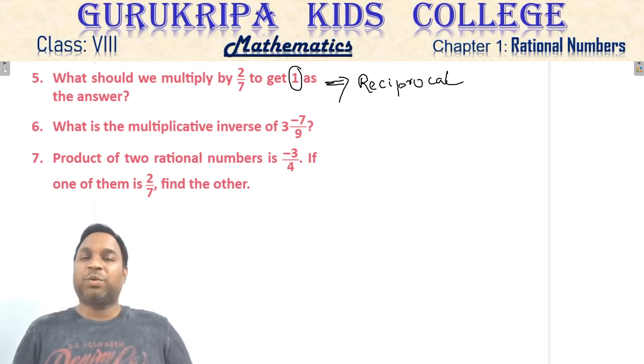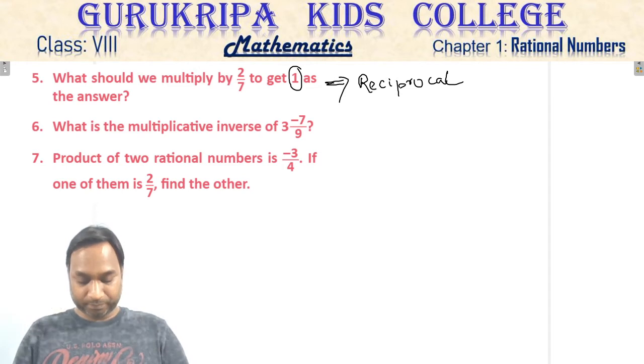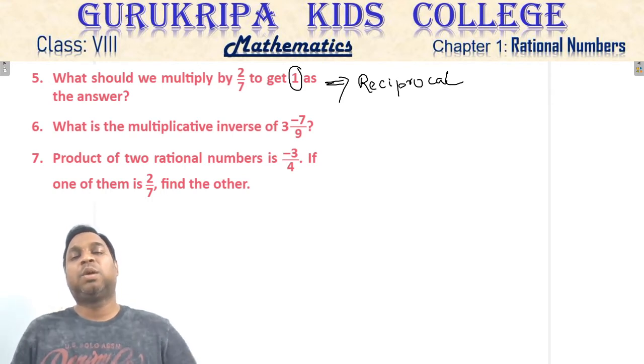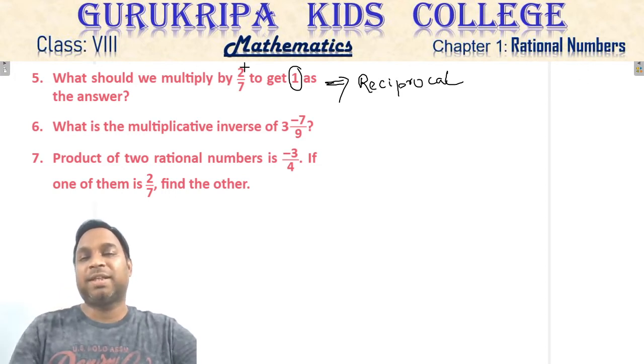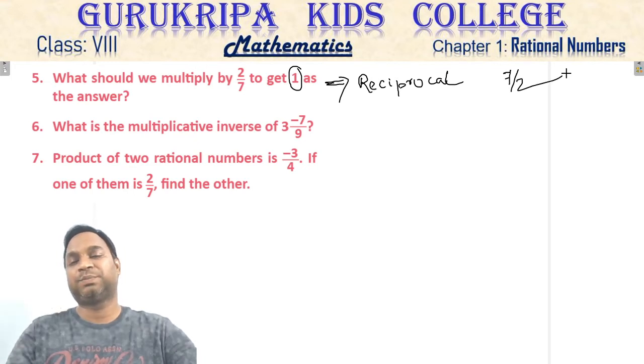Do you see it now? The question is very simple. You need to find the reciprocal of 2 by 7, but it has been asked in a different way. What should we multiply by 2 by 7 to get 1 as the answer? This is the definition of reciprocal. So just give the reciprocal of 2 by 7. Reciprocal of 2 by 7 is 7 by 2.